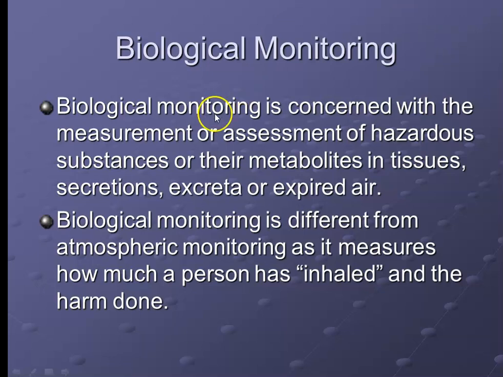So biological monitoring is concerned with the measurement and assessment of hazardous substances or their metabolites in tissues, secretions, excreta, or expired air. Biological monitoring is different from atmospheric monitoring, as how much a person has typically inhaled and the harm done. Right? So biological monitoring, of course, inhaled there in inverted commas, could actually be not just what was inhaled, but what was absorbed through the skin, etc. But it's not just what would have been inhaled per se. That would really be the workplace exposure limit. But biological monitoring would refer to what gets into the body, right? And it could be measured, for example, in your secretions, expired air, urine, etc.